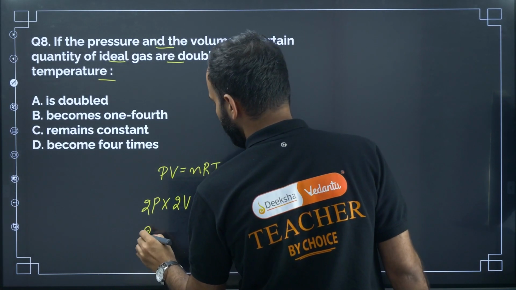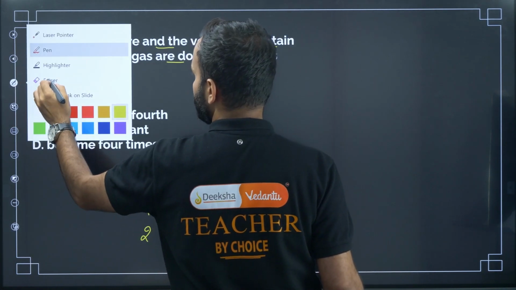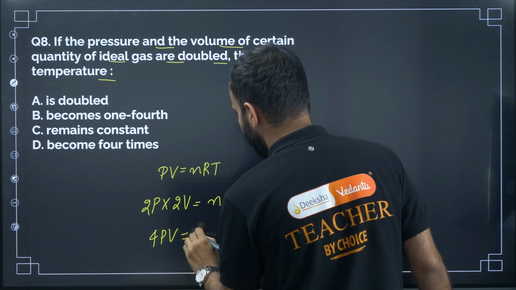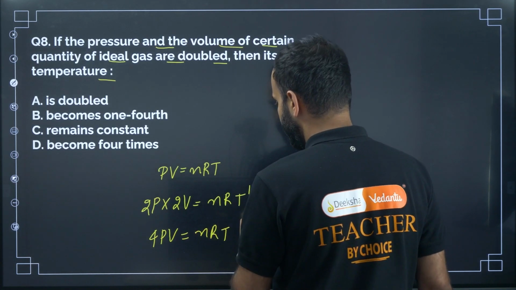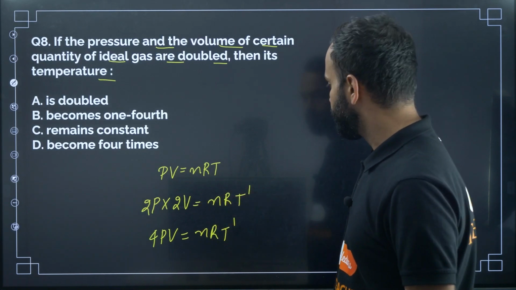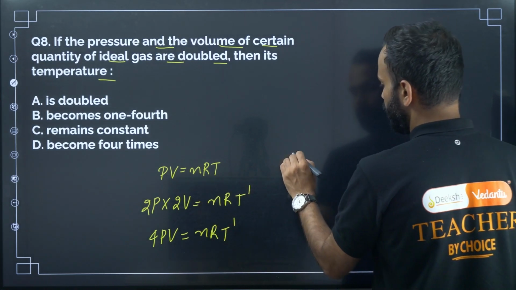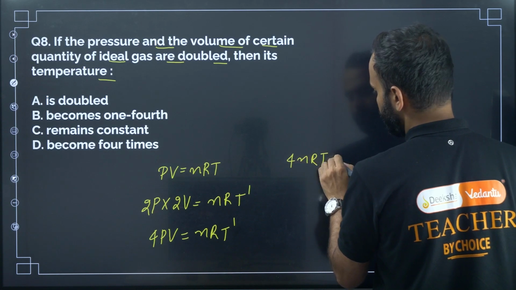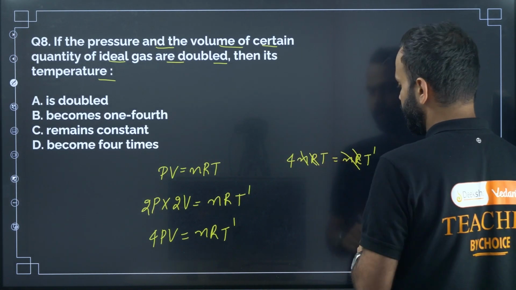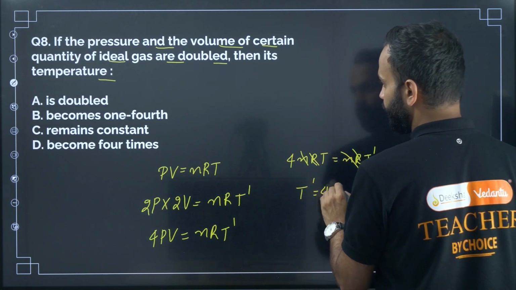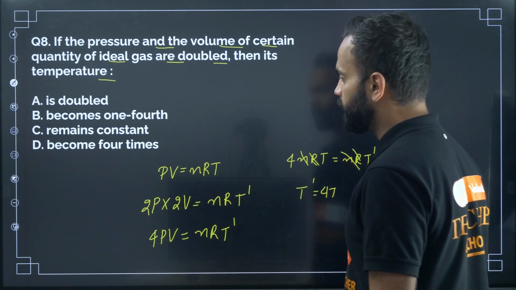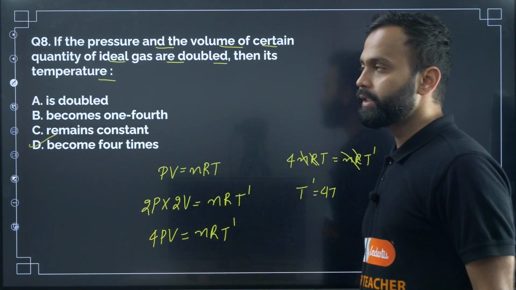So this will be 2 into 2, 4, so 4PV is equal to nRT dash. So PV equal to nRT. So now 4 times nRT is equal to nRT dash. So nR will get cancelled. So now T dash equal to 4 times T. So its temperature becomes 4 times. The correct option is D.